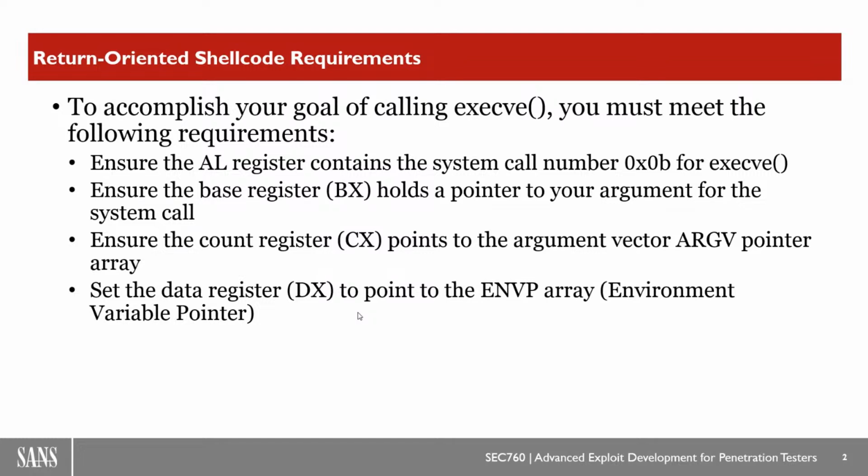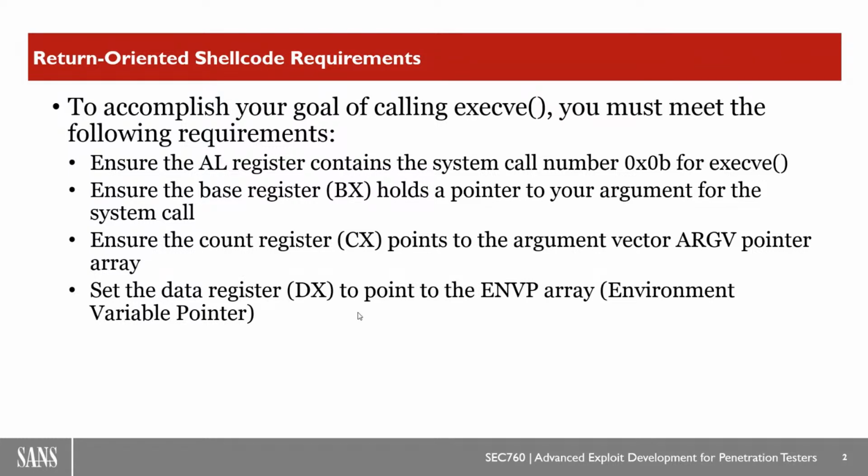So what we need to do is ensure that the accumulator register holds the system call number we want to call. And of course, on Linux, the syscall table is static, both on 32 and 64 bit. So as long as we know the syscall number, we load that into the accumulator register. Then depending on if it's a 32 or 64 bit application or process, we need to make sure we get the appropriate arguments into the right registers.